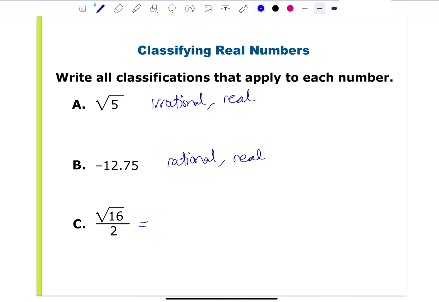The square root of 16 over 2 is 4 divided by 2, which is equal to 2. This one is a natural number. This one is a whole number.